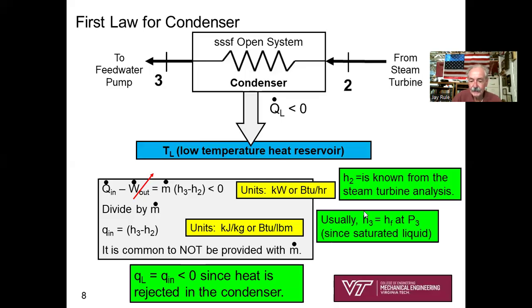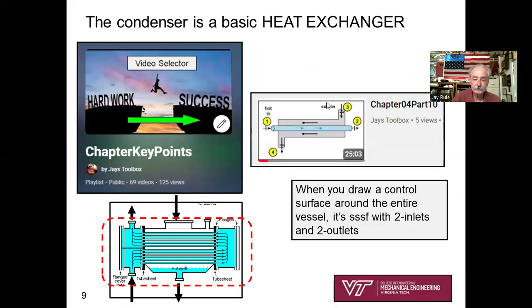Let's see over here. H2 is usually known from the steam turbine analysis, so it's a known value, no additional work needed there. And H3 is usually saturated liquid, so that's an easy lookup. As long as you know P3, and you know it's saturated liquid, you can go to your pressure table and simply look up h sub f at P3, and that'll be what H3 is. So really, pretty simple.